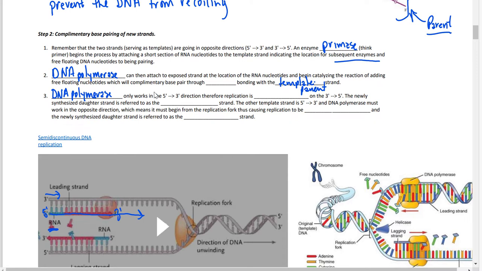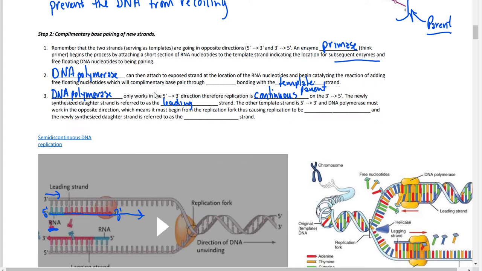And DNA polymerase only works in the 5 prime to 3 prime direction. And therefore, replication in this direction is what we call continuous. On the 3 prime to 5 prime, the newly synthesized daughter strand is referred to as the leading strand.